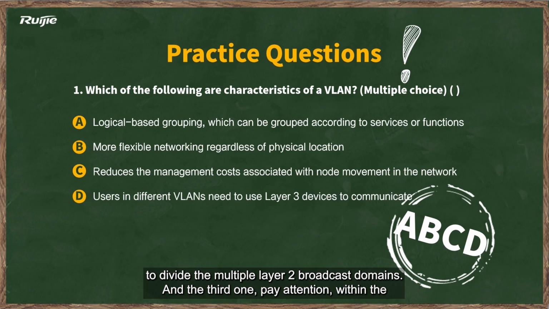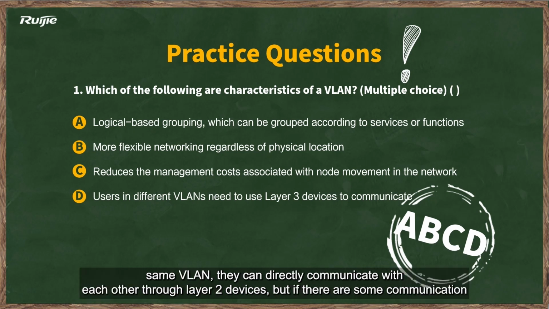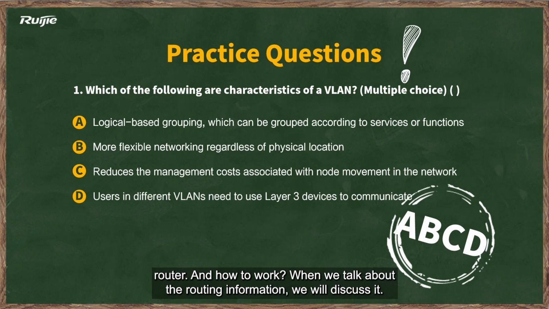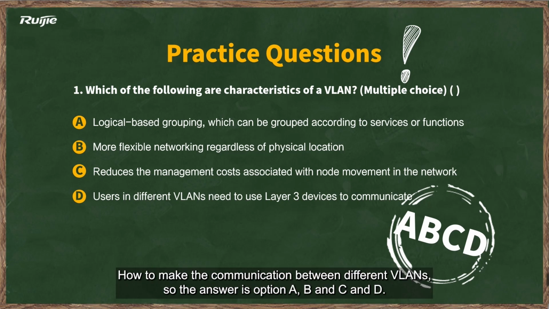And the third one, pay attention. Within the same VLAN, they can directly communicate with each other through layer 2. But for communication between different VLANs, we need a layer 3 device, like a layer 3 switch or a router. And how it works, when we talk about the routing information, we will discuss it: how to make the communication between different VLANs. So the answer is option A, B, C, and D.